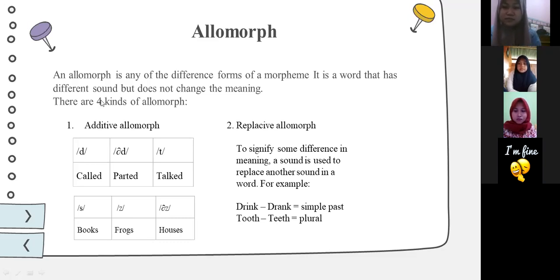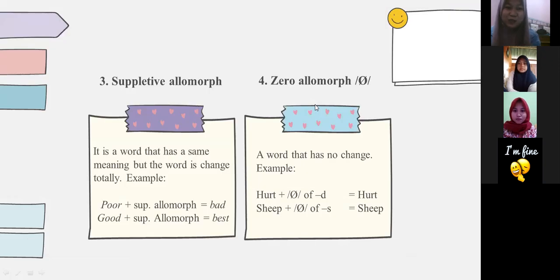Next is suppletive allomorph. It is a word that has the same meaning, but the word is changed totally. For example, poor. By adding the suppletive allomorph, it becomes bad. And another example is good. Good, by adding the suppletive allomorph, it becomes best.